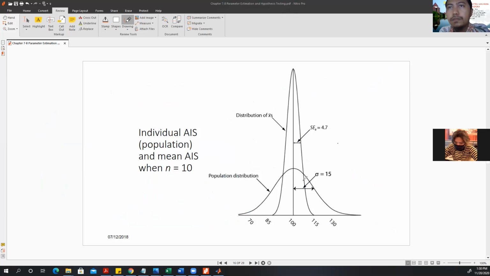Yeah, this is the ideal illustration comparing the population distribution, this one, and the sample distribution. You can see this is the standard error, or standard deviation of the sample, being 4.7. Otherwise, the standard deviation of the population is 15. The smaller the standard deviation, the sharper the graph. The graph is sharper than when we have a larger standard deviation.